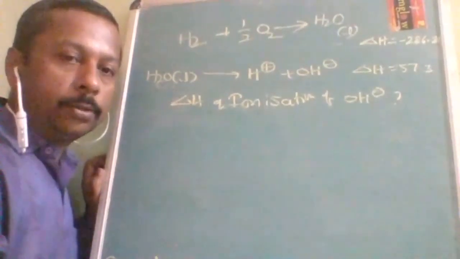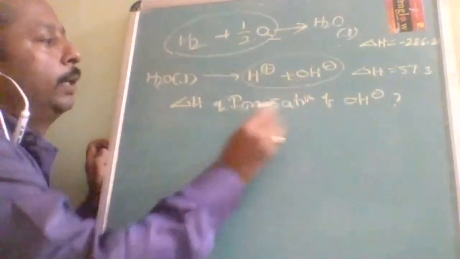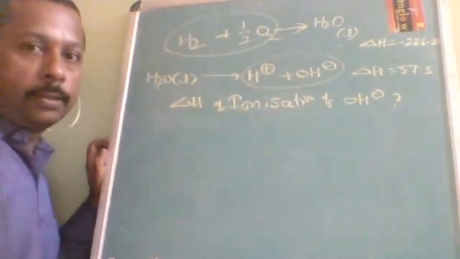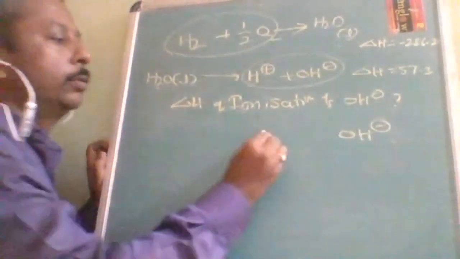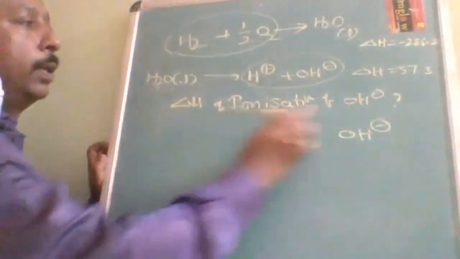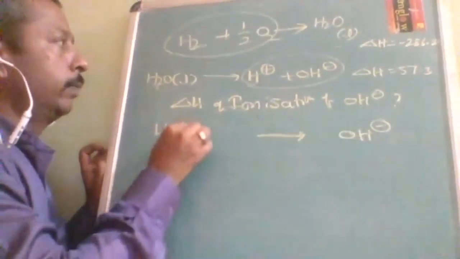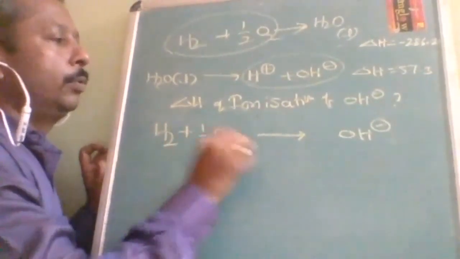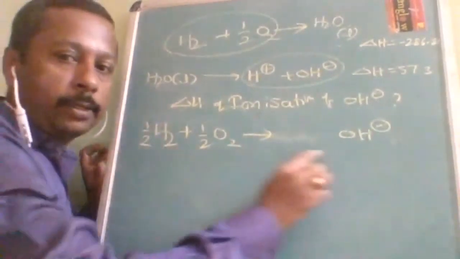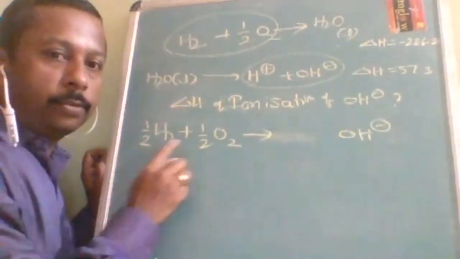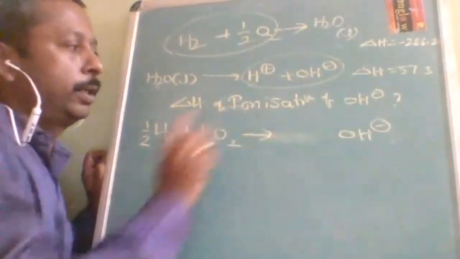Is it understood? So here, what procedure do you have to follow? We require formation of OH minus ion. Ionization of OH means formation of OH minus ion. For this we require H2 plus half O2. Actually speaking, it will be half H2 only. So this reaction value we want: half H2 plus half O2 gives OH minus. This reaction value he is asking.